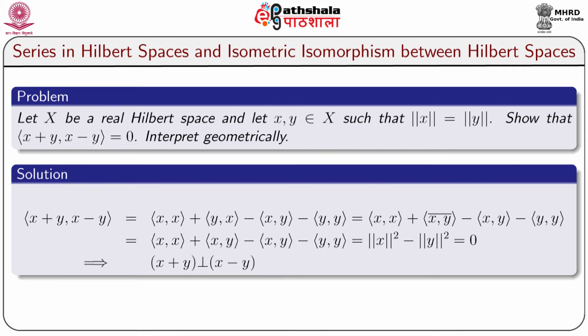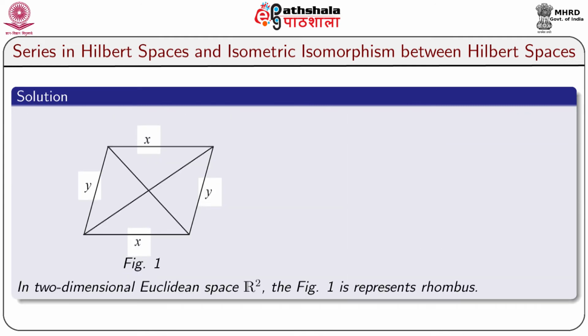Inner product x plus y comma x minus y equal to inner product x comma x plus inner product y comma x minus inner product x comma y minus inner product y comma y, which on simple calculation we get inner product x comma x plus inner product x comma y minus inner product x comma y minus inner product y comma y, which is equal to norm x square minus norm y square, which is again equal to 0 as norm x equal to norm y. So, x plus y is perpendicular to x minus y. Now, this figure shows that it is a rhombus. In 2-dimensional Euclidean space R2, this figure 1 represents a rhombus.